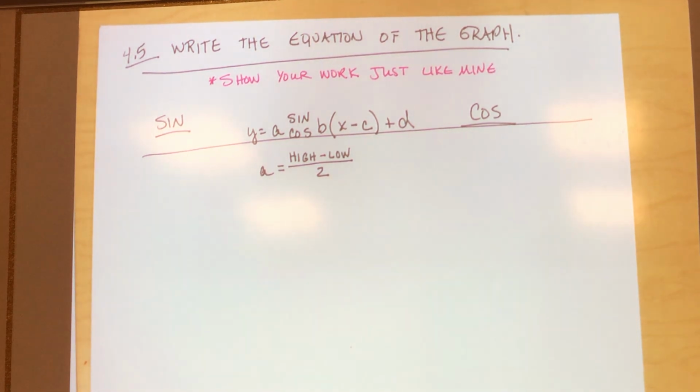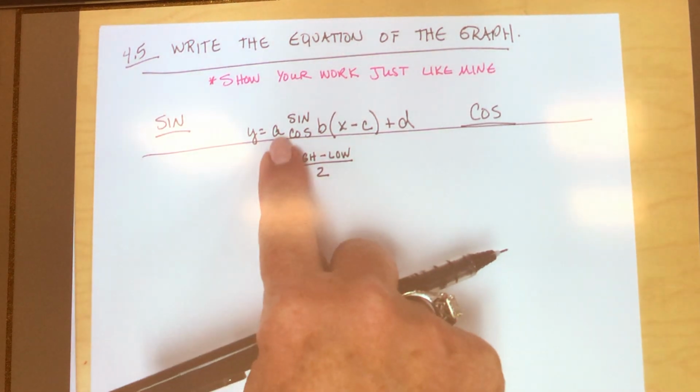So now I can look at any curve. I know how high it goes. I know how low it goes. I'll subtract those two. That's the change in them, the difference in them. And I'll take half of it by dividing by 2. And that will be the amplitude. Good thinking, Tyler.